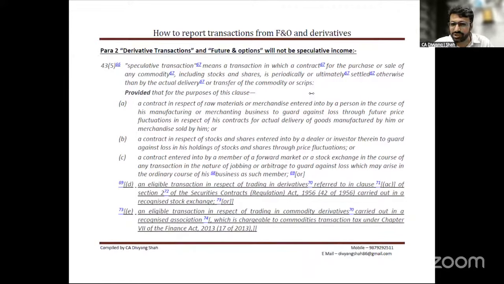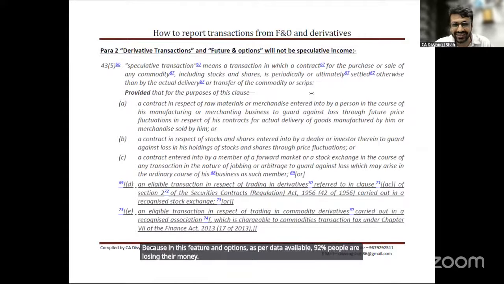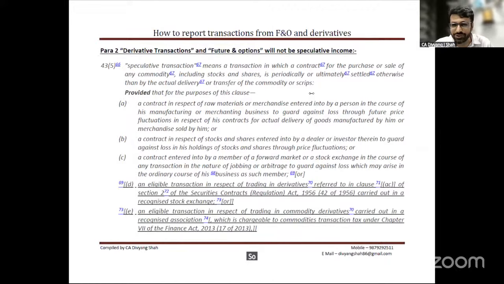Otherwise also, my humble request: if you are doing futures and options, never go for 44AD. Because in futures and options, as per data available, 92% of people are losing their money. That was, I think, notified by SEBI or some authority. So never go for 44AD, and otherwise also 44AD is risky. If you have earned more, offer the actual amount.